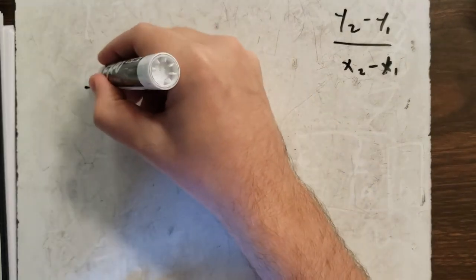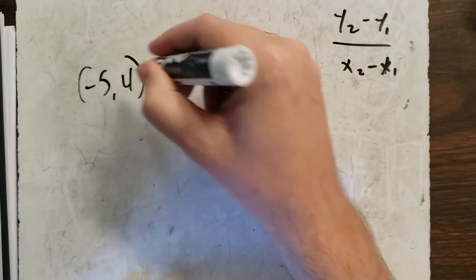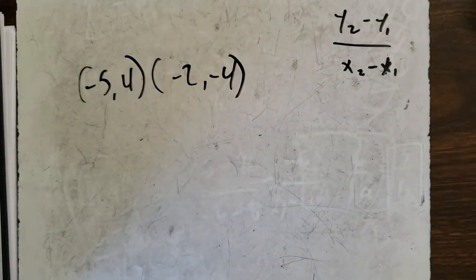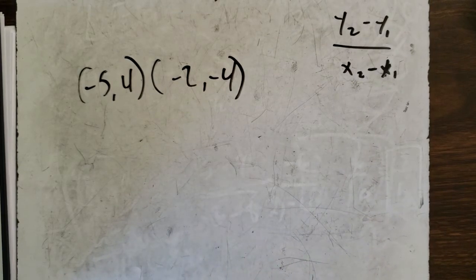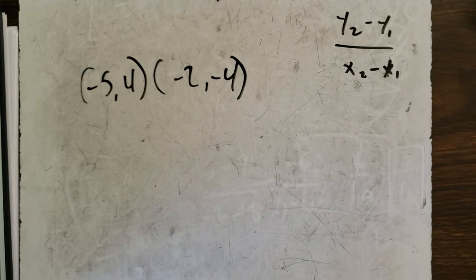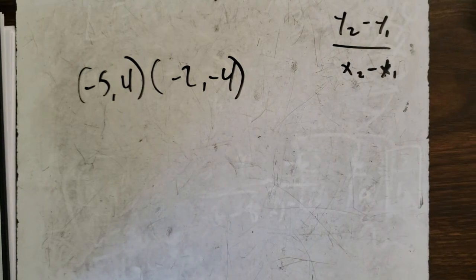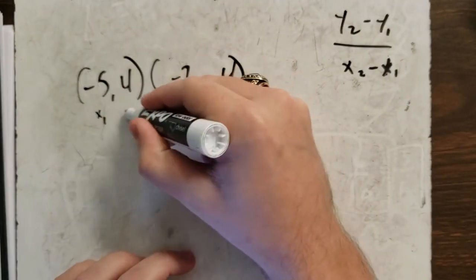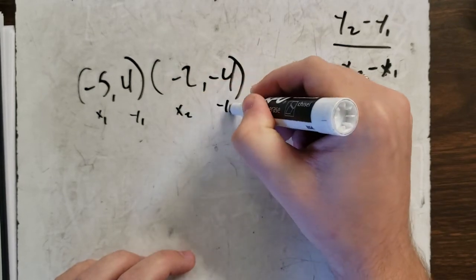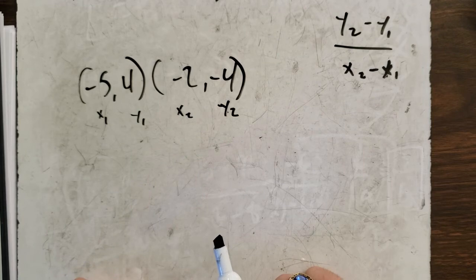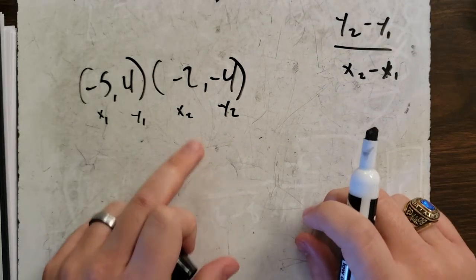Last one. -5, 4, -2, -4. Okay? Now, don't be worried about the negatives, okay? If you need to use a calculator, you can use a calculator. Not that big of a deal, all right? But your negatives are important because they do tell where your slope is, and if it's a positive or negative, okay? So, x1, y1, x2, y2. Now, you don't have to keep doing this if you don't want to. All right, if you got it, you got it. Great. If you need to, keep doing it.